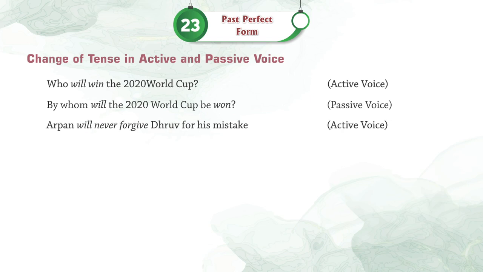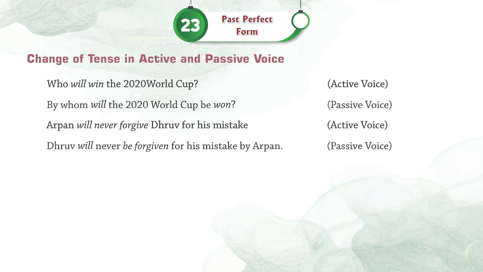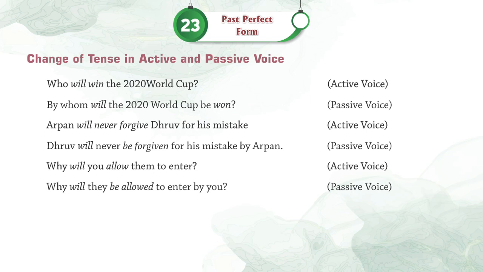Active voice: Arpan will never forgive Dhruv for his mistake. Passive voice: Dhruv will never be forgiven for his mistake by Arpan. Active voice: Why will you allow them to enter? Passive voice: Why will they be allowed to enter by you?